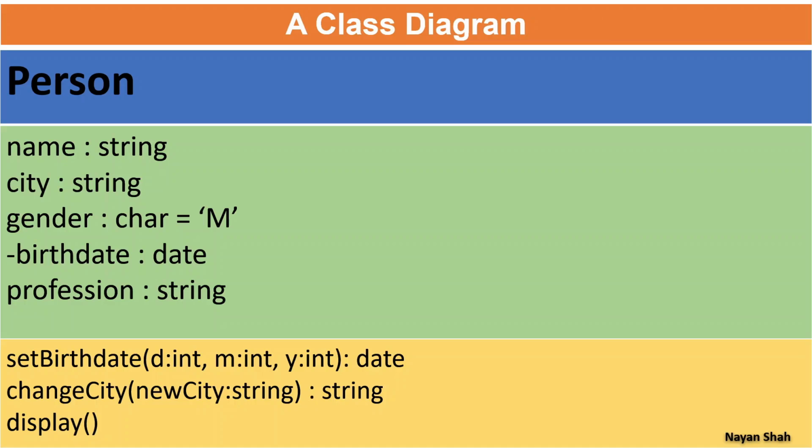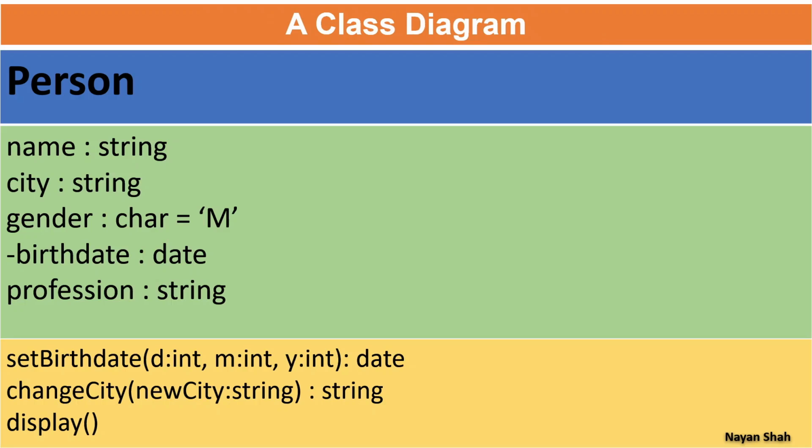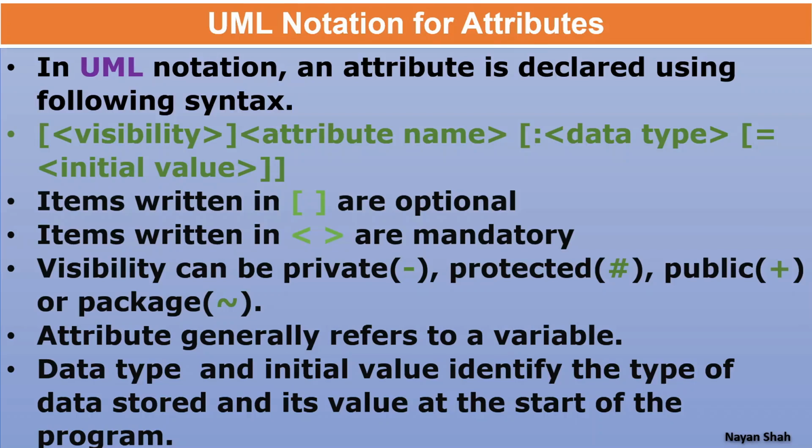As you would have seen in the previous slide, city, string, name, string. So name is the attribute, city is the attribute, and string is the data type. String is the data type, which is again optional. If you don't want to mention it, you can avoid it. Then equal to initial value. You see there is one attribute, gender, where we have written an initial value. Gender, data type is character and initial value is M.